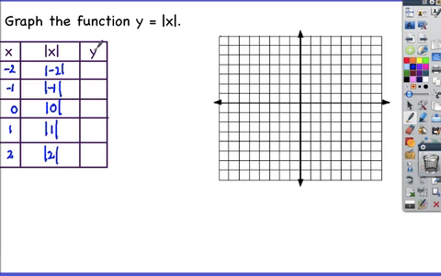And then we calculate our y, so the absolute value of negative 2 is positive 2. Absolute value of negative 1 is positive 1. Absolute value of 0 is 0. Absolute value of 1 is 1. And absolute value of 2 is 2. So now I can go ahead and plot these points. Negative 2, 2. Negative 1, 1. 0, 0. 1, 1. And 2, 2. And then we go ahead and connect those dots.